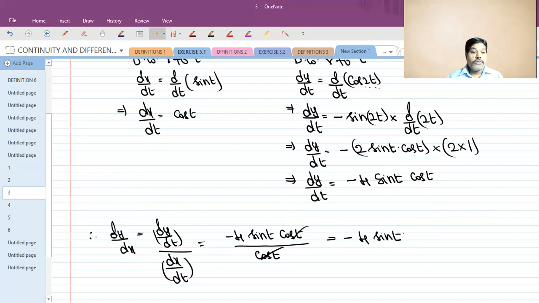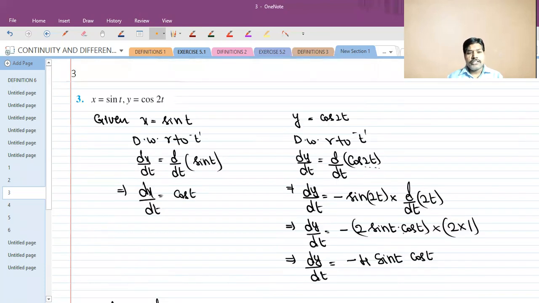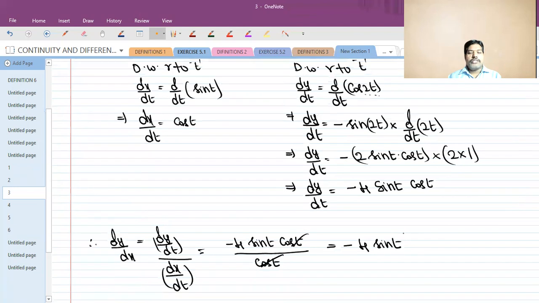So see that question, students. So x is equal to sin t and y is equal to cos 2t. So then what is the dy by dx value? Just calculate the dy by dt value and dx by dt value. At the end, you can apply that dy by dx is equal to dy by dt by dx by dt. So cancel that value, students. You will get the answer. Okay. So see that question, students, and practice these questions. And I will continue in the next class. Okay.